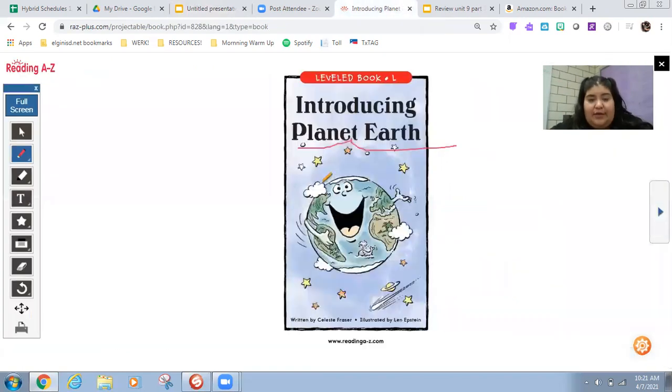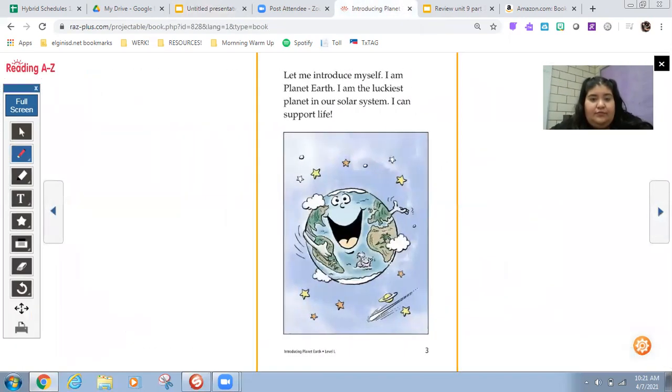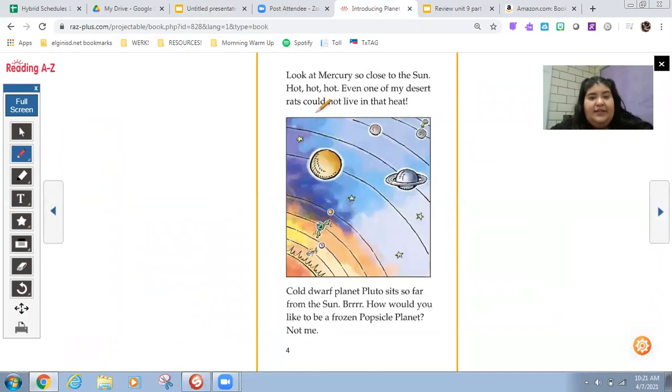Let's go back and look at the book. I am the luckiest planet in our solar system. I can support life. Look at Mercury, so close to the sun. Hot, hot, hot. Even one of my desert rats could not live in the heat. So is it close? Super close to the sun? No. Would we be able to live if we were super, super close to the sun? No, it would be bad. We wouldn't be able to live.